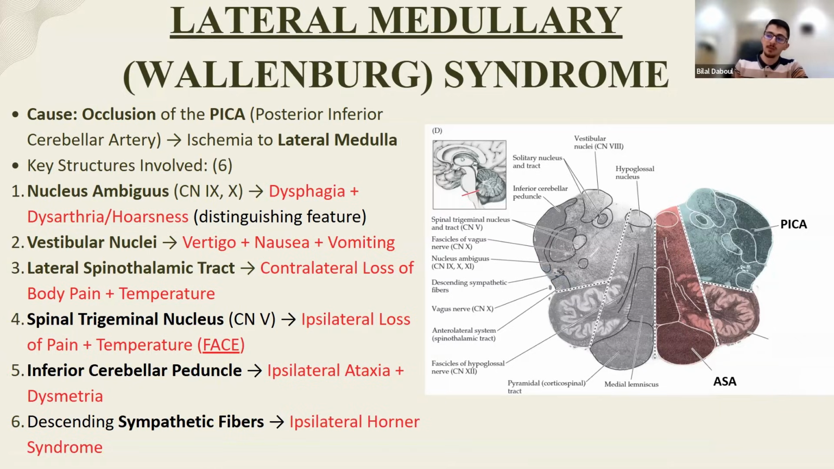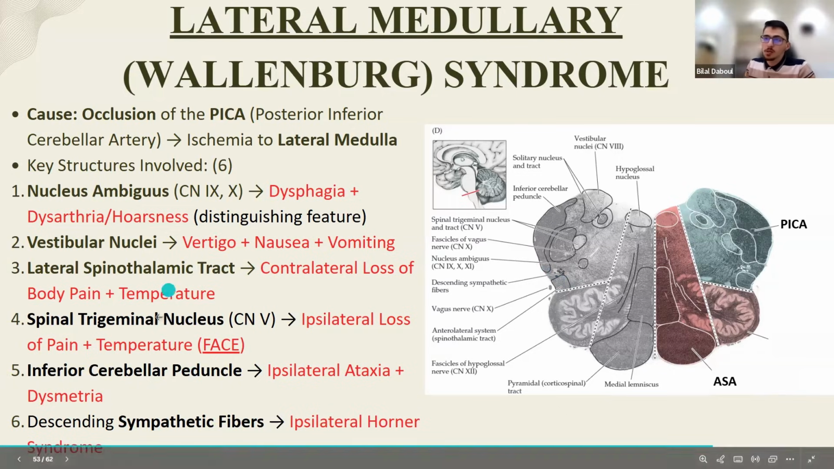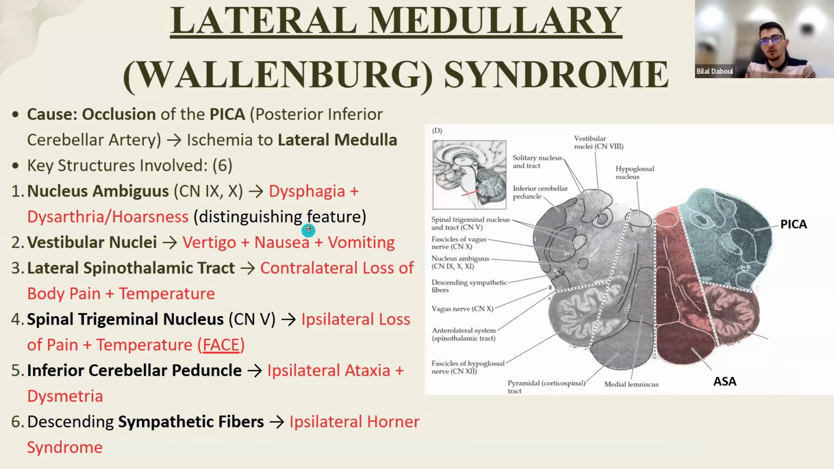And of course, the major sign that will help you is miosis, which is unopposed pupillary constriction, because the sympathetics are completely gone. So you need to know these structures, but most importantly, if you see the nucleus ambiguus being affected, you think, of course, dysphagia and dysarthria. There's a nice mnemonic you could remember: PICA-chew. PICA occlusion, inability to chew. So PICA occlusion will result in the inability to chew, i.e. dysphagia, secondary to damage to the nucleus ambiguus. So PICA-chew.